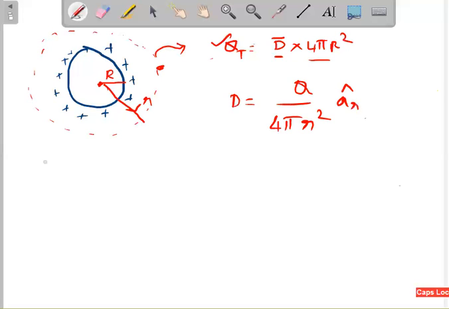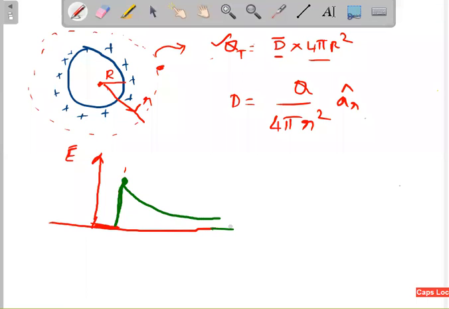Whenever you are inside the hollow conductor, your electric field value is 0. Up to this point, you are inside the conductor. But once you go outside this hollow conductor, it is like free space. And suddenly your electric field increases. Then it starts decreasing. This is the electric field distribution here.